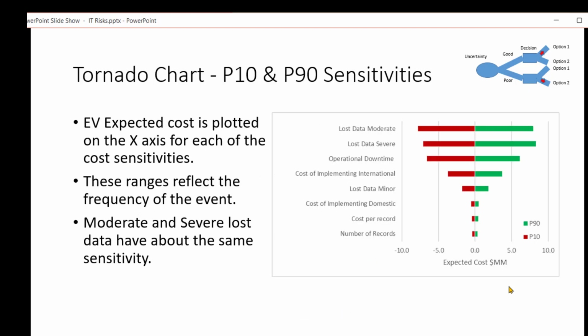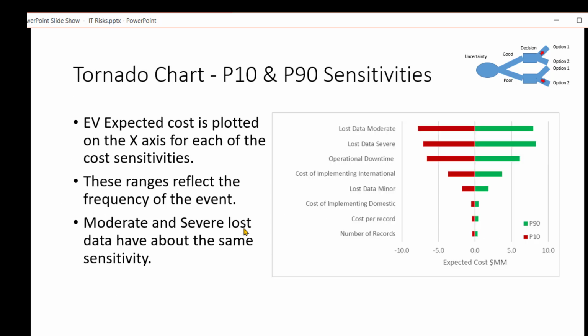We can also look at these costs and do a tornado chart. And so here we can see the cost of lost data moderate or lost data severe. And these points over here represent the P10 and the P90 of the cost distribution. So the number of records, which we haven't talked about, which is another cost, has very little impact. And the cost per record has very little impact. Cost of implementing domestic has very little impact. And minor data losses has a minor impact, even though there are a lot more of those.